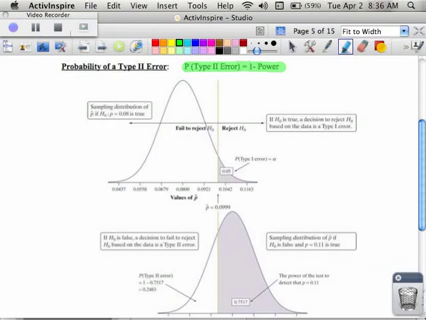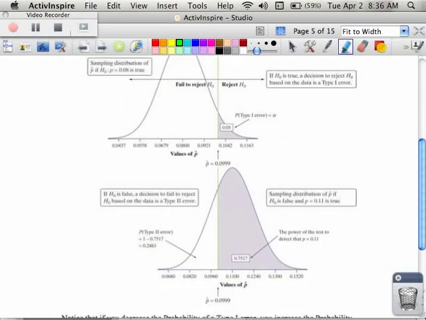So as you look at your distribution, what you see up here is you find out your p-value is 0.08 being true. This is your sampling distribution. And then you notice that your alpha, they tell you, is 0.05, so your probability of the type 1 error is 0.05.